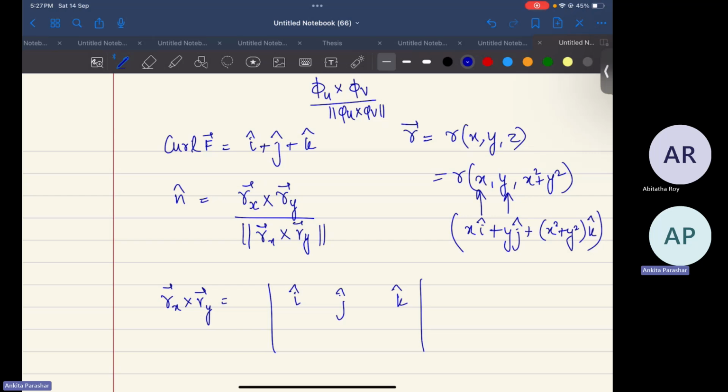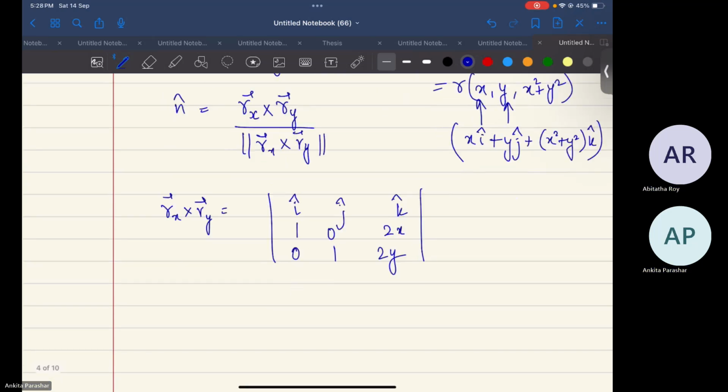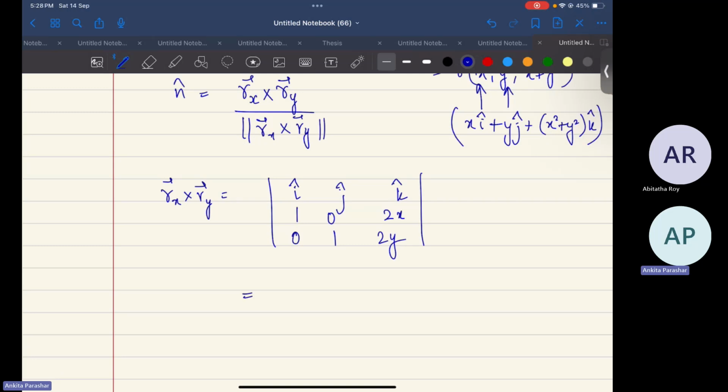So what would that be? 1, 0, 2x, right? And 0, 1, 2y for ry. So I just have to compute this, which is nothing but minus 2x i cap, minus j cap into 2y, plus k cap into 1.